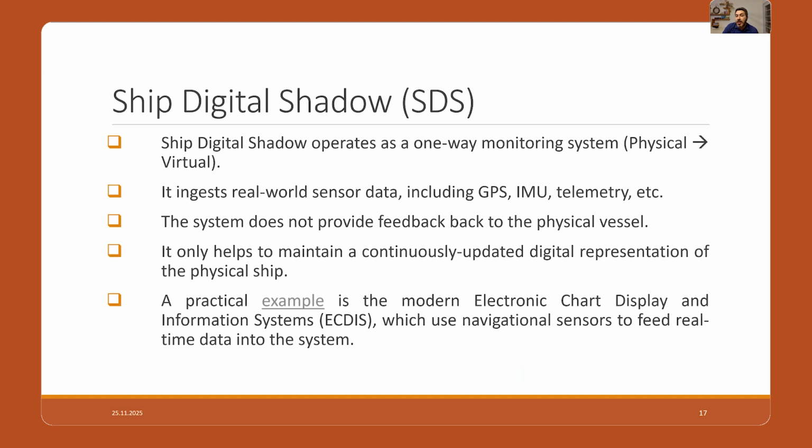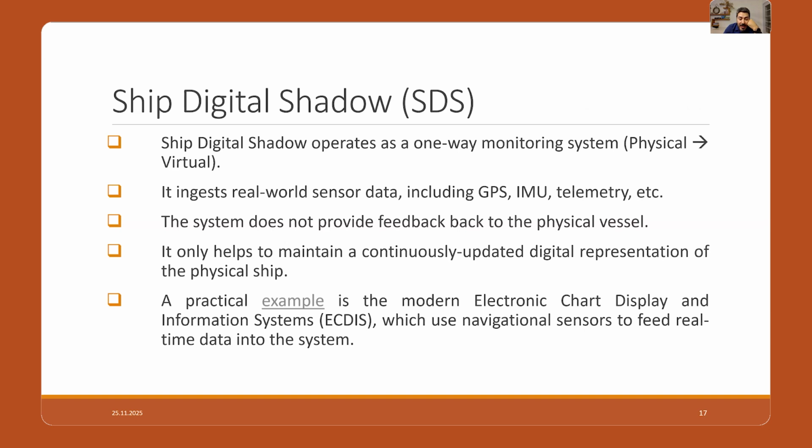The ship digital shadow operates as a one-way monitoring system, ingesting real-world sensor data without providing feedback to the physical vessel. So it just shows everything on the screen, but it doesn't give any feedback. Its architecture features a dedicated sensor fusion module that processes these live data streams using advanced estimation techniques such as extended Kalman filter, unscented Kalman filter, or particle filters.